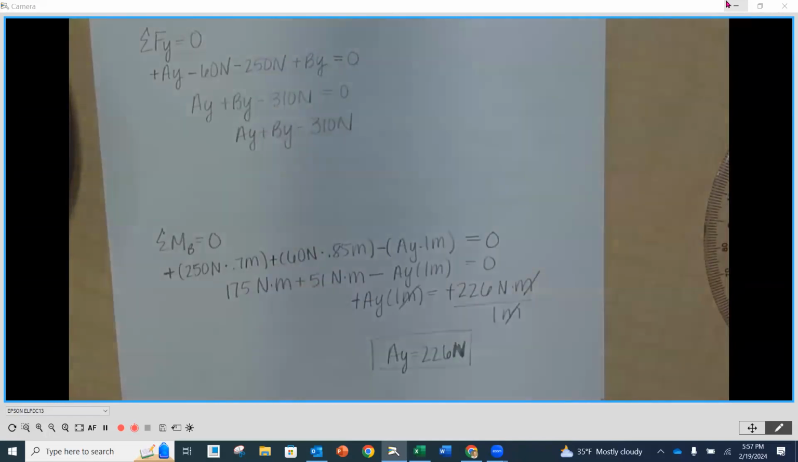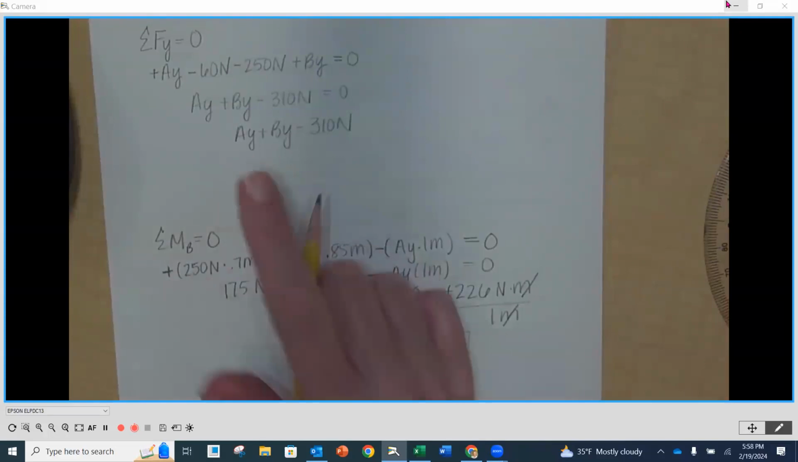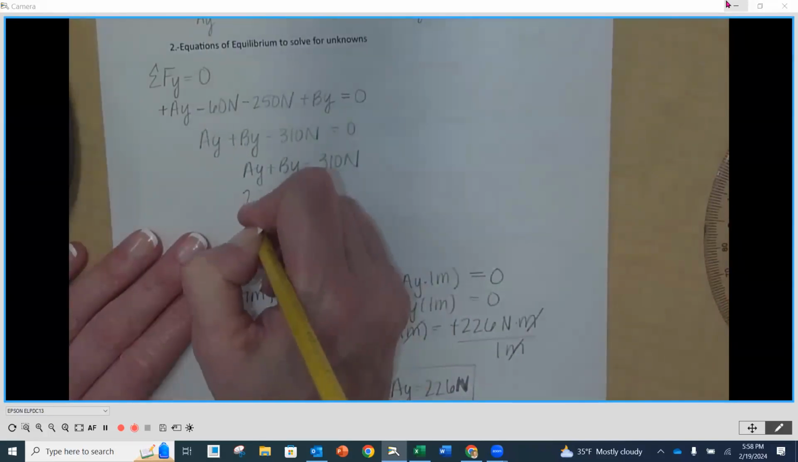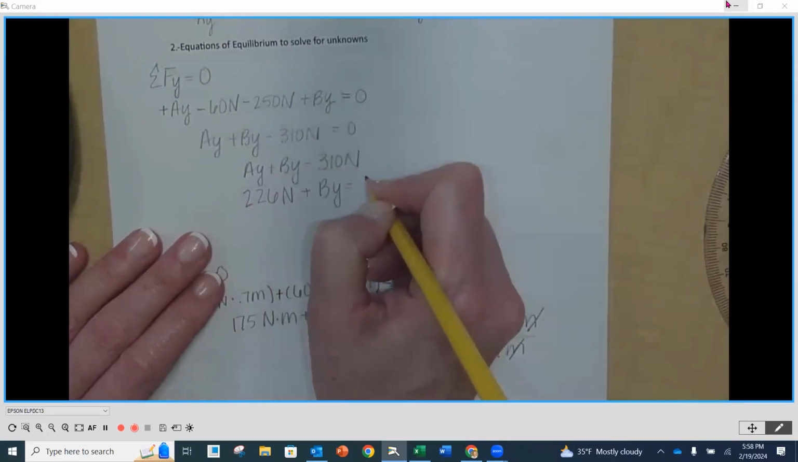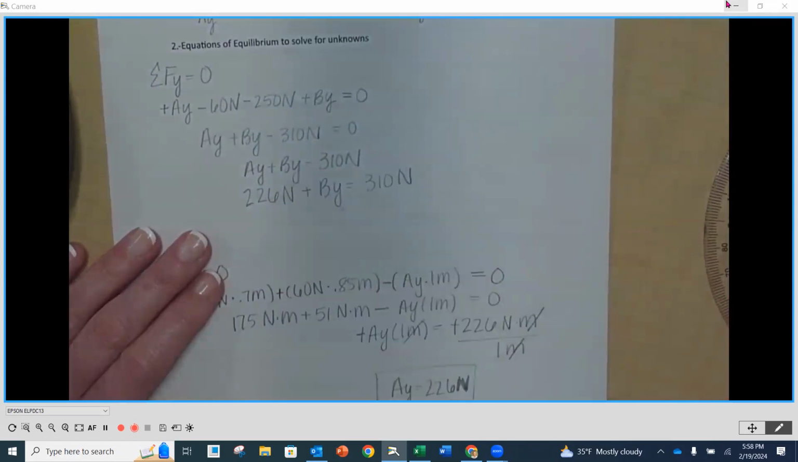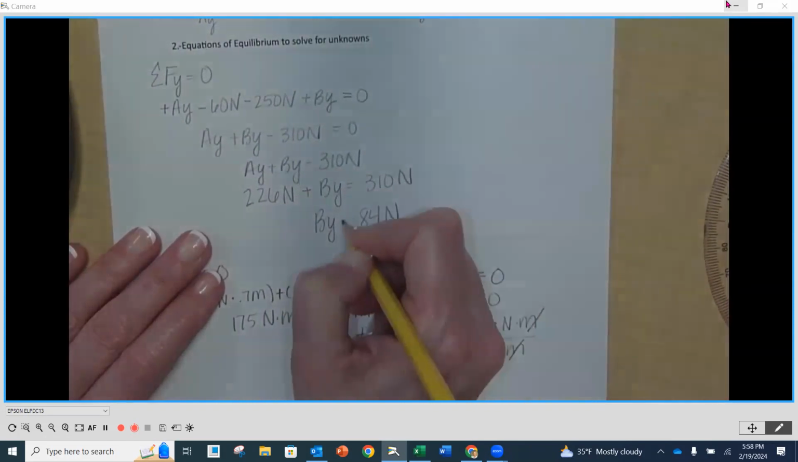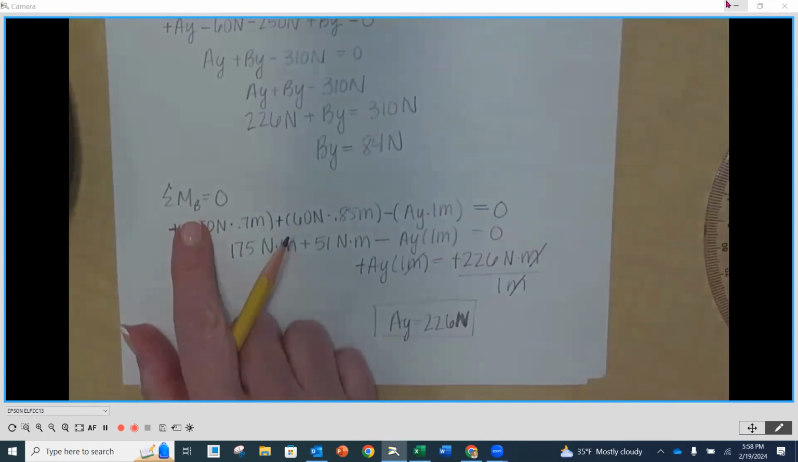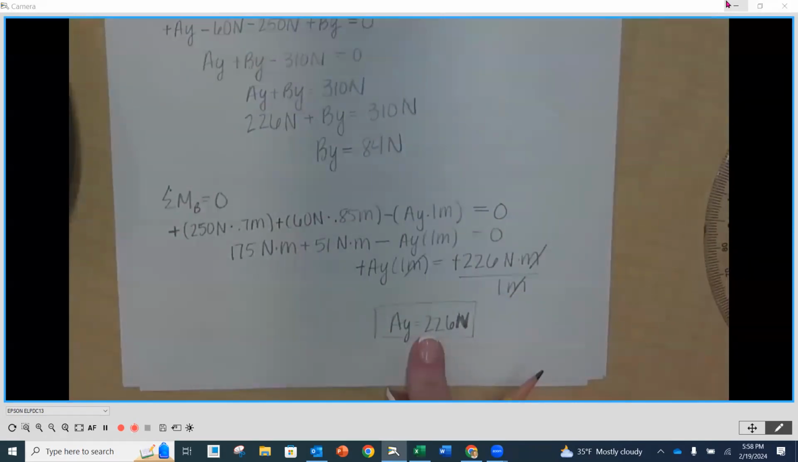Now, what we're going to do is take this AY and put it up here. So 226 newtons plus BY is equal to 310 newtons. I'm going to subtract 226 from 310, and I'm going to get BY is equal to 84 newtons. So if you did sum the moments around A, did you get BY equal to 84? Yes. If you summed around B with me, then you got AY here.